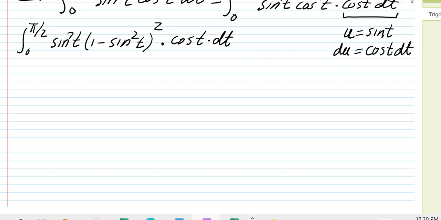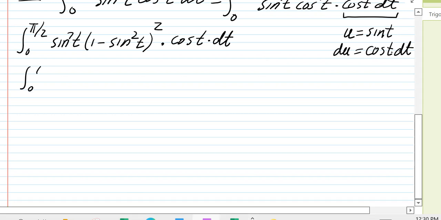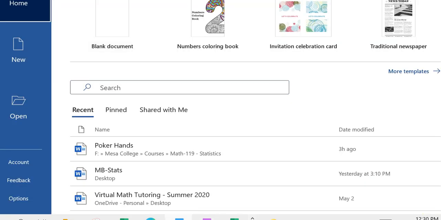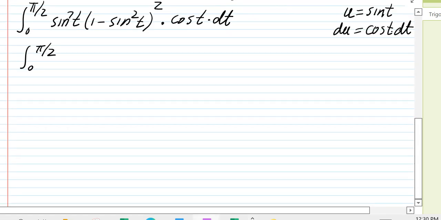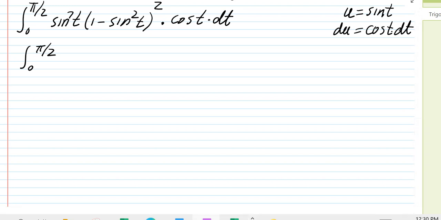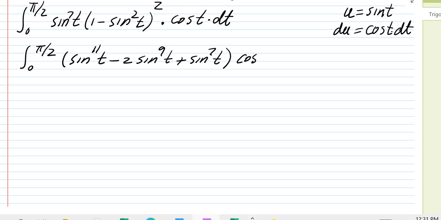And when we do that, we're going to get the integral from 0 to pi over 2 of the expanded form times sine to the 7th power. What I got is sine to the 11th power of t, negative 2 sine to the 9th power of t, plus sine to the 7th power of t. And of course, we have our cosine t dt.